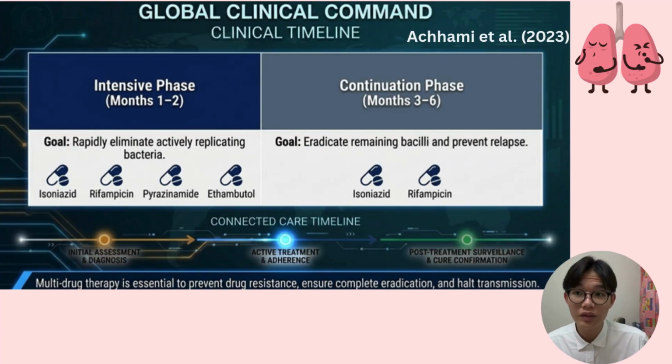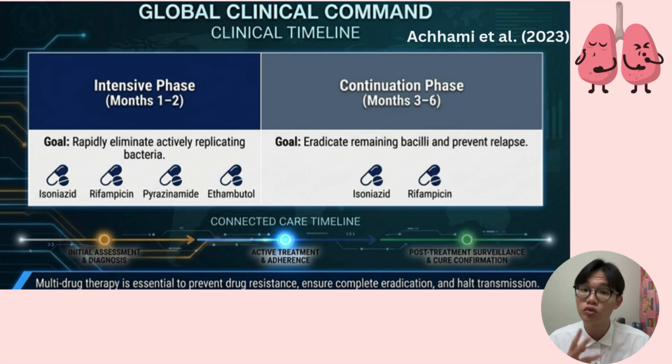After confirming the diagnosis, the patient was started on the standard first-line anti-tuberculosis therapy. The treatment regimen consisted of 4 medications. The first one is isoniazid, the second one is rifampicin, the third one is pyrazinamide, and the last one is ethambutol.